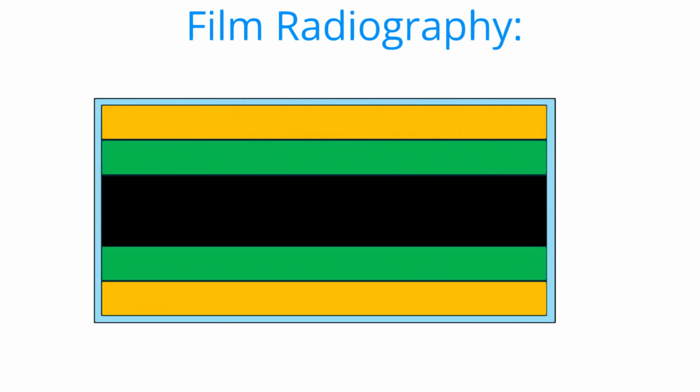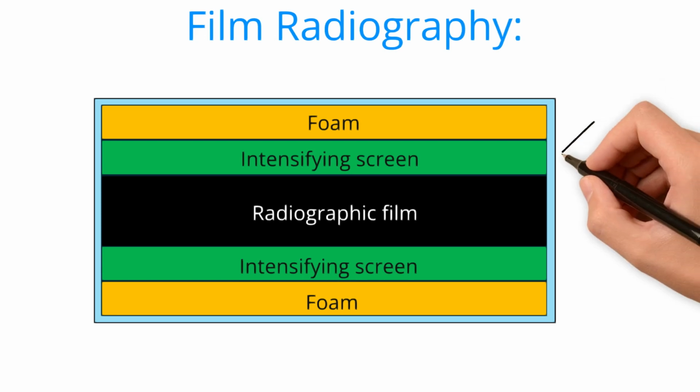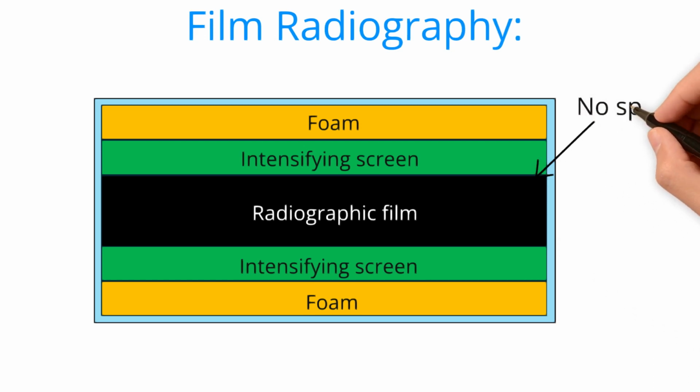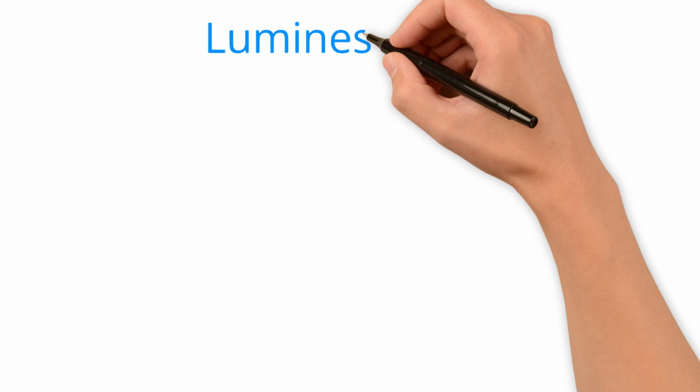The radiographic film is sandwiched between layers of foam and an intensifying screen. The layers of foam ensure a compression of the intensifying screen against the film. It is crucial that there is no space between these two components. The intensifying screen converts high-energy X-ray photons into lower-energy optical ones. This effect is called luminescence.